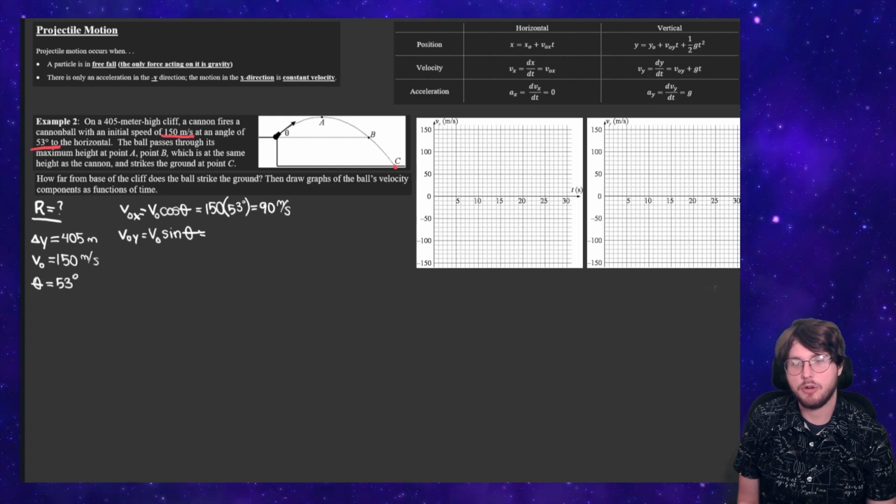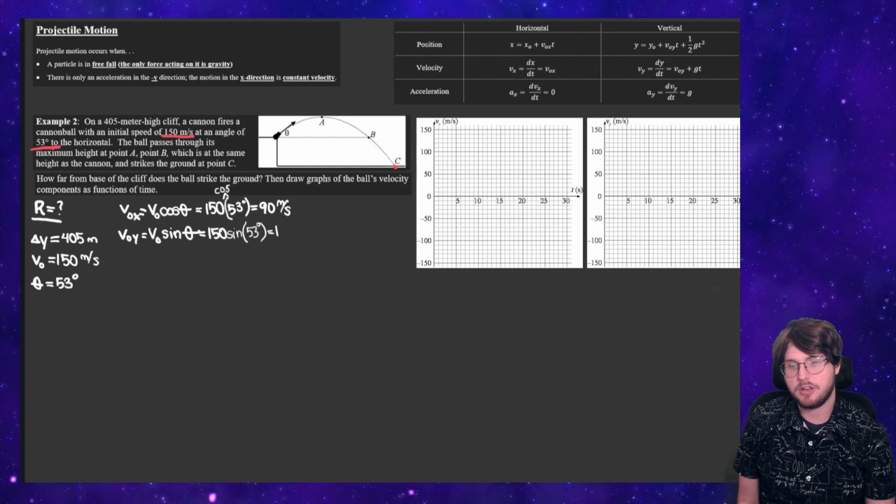Okay. And then same thing over here, 150. Oh, whoops. There should be a cosine there. My bad. And over here, it'll be sine 53, which amounts to about 120 meters per second.